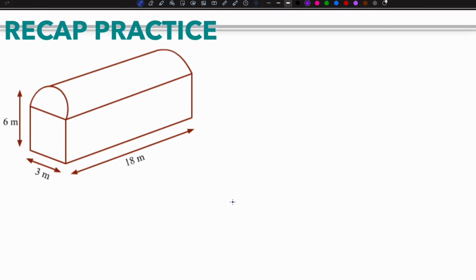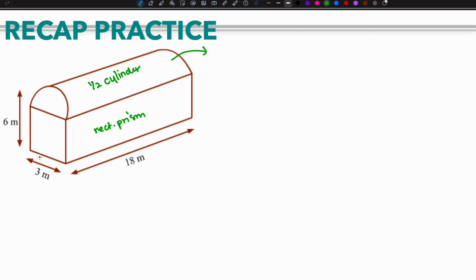Last part, this volume is two different parts put together. If you look at it from this perspective, this is a cylinder, or actually half of a cylinder if you think about it that way. And then the bottom is a rectangular prism. So the top part is only half of a cylinder. So let's go ahead and do that first.